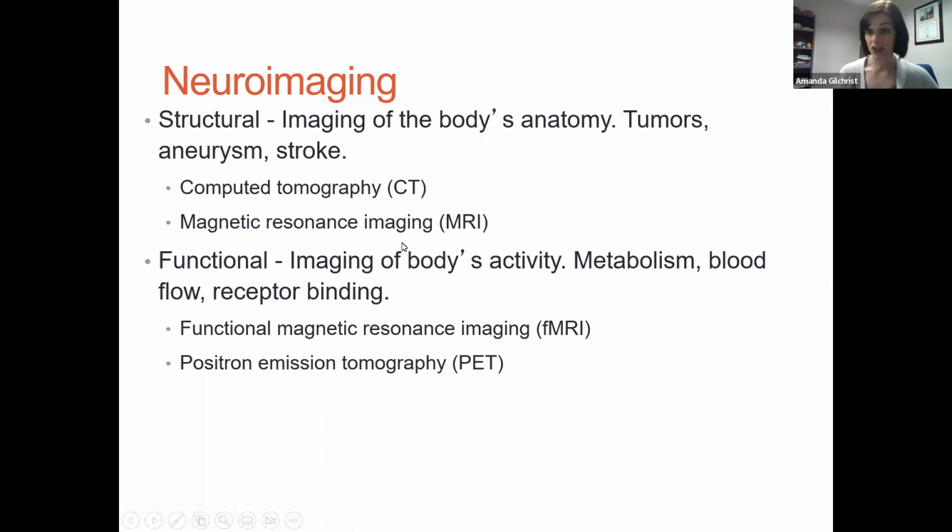And then we have functional neuroimaging. So we've talked about structure. Now we need to talk about function. Function is all about the body's activities. So this could include things like metabolism, blood flow, binding to receptors. And the two major methods that we're going to use for this are functional magnetic resonance imaging or fMRI, as well as positron emission tomography or PET scans.